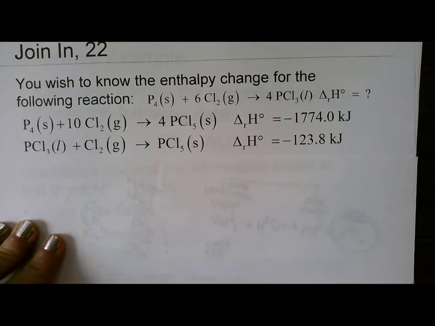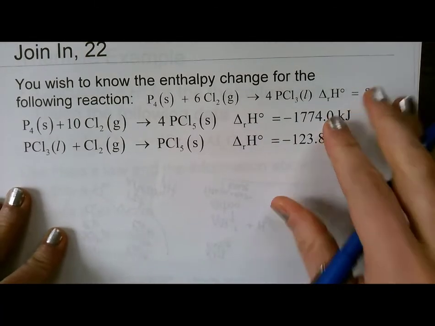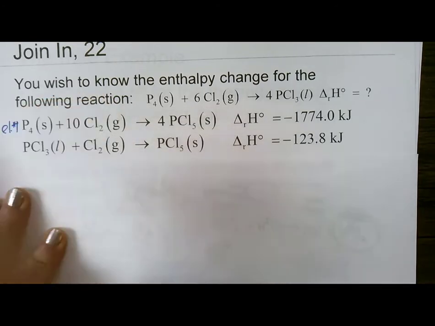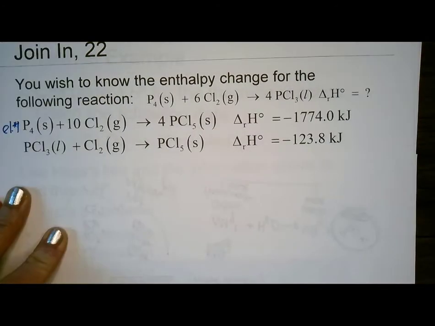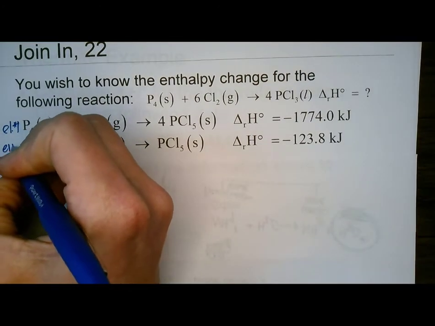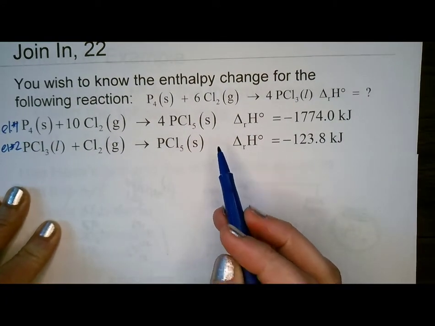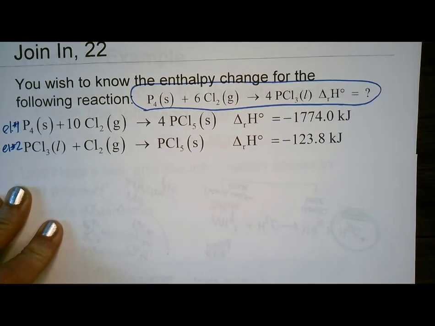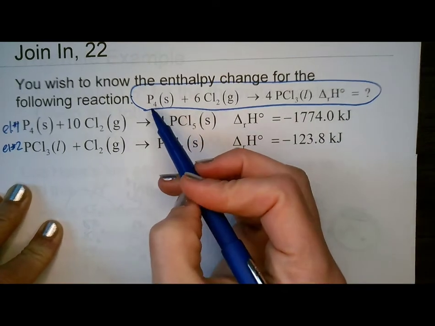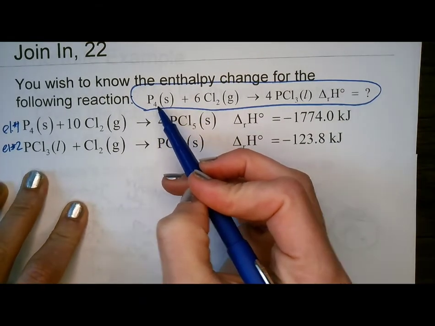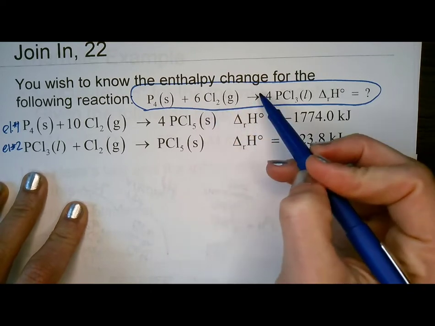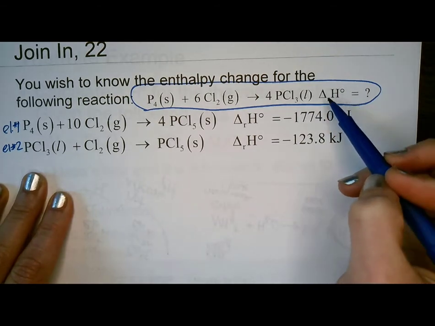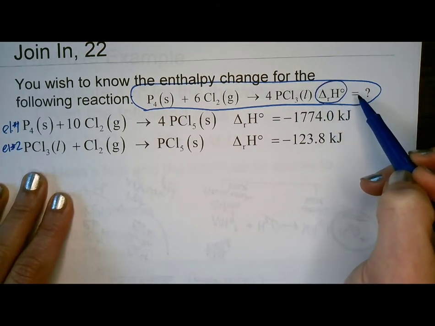Let's look at a few examples. So here I have elementary reaction number 1 and elementary reaction number 2. This is my net, my target equation. I want to get P4 on the left plus 6Cl2 to create 4 PCl3 in liquid form. We want to find out the enthalpy for this reaction.